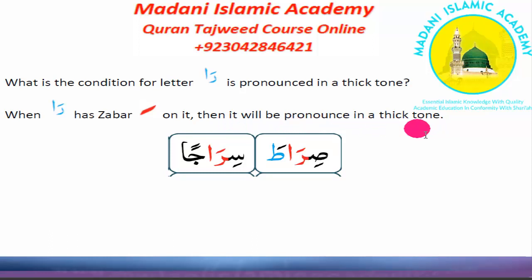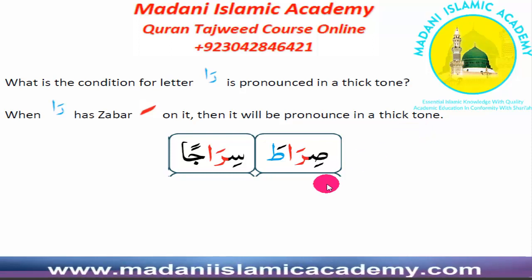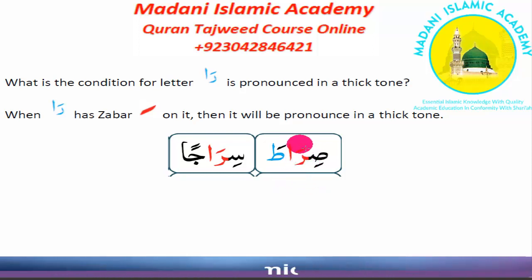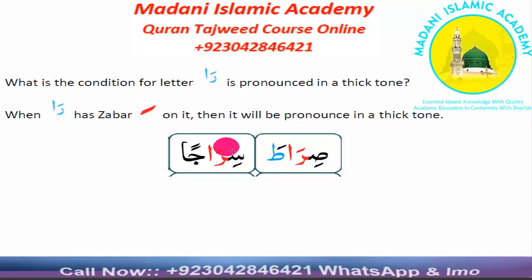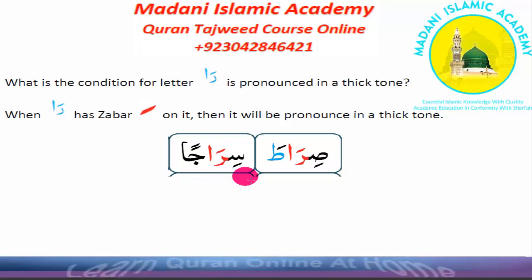or a heavy tone. Let's see the examples of tafkhim. There is letter ra has zabar on it. It will be pronounced thick tone or heavy voice or thicker voice. This is another example of tafkhim. There is letter ra which has zabar on it, and this ra will be pronounced with a thick voice or heavy voice in an Arabic accent.